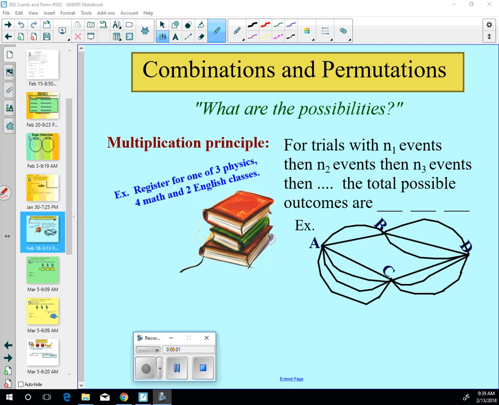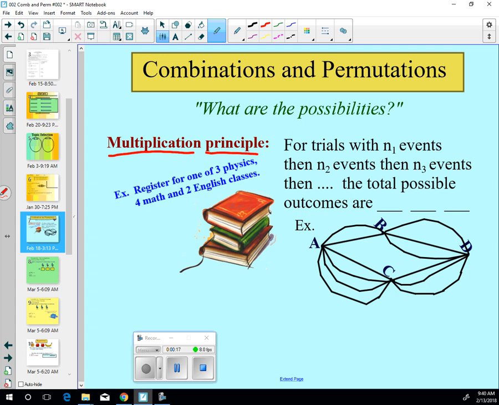Look at what are the possibilities. Number one concept in probability is what I'm showing you right now. It's called the multiplication principle. If you have choices and they're independent of each other, all you do is multiply the choices.